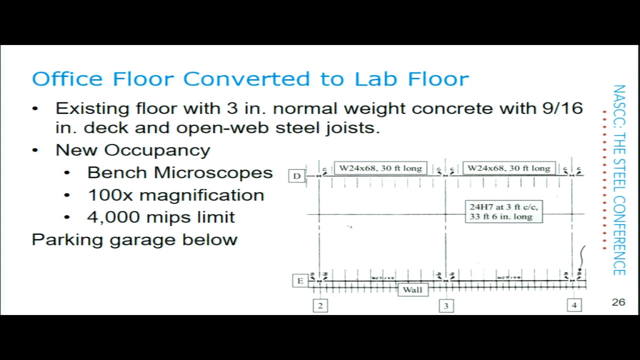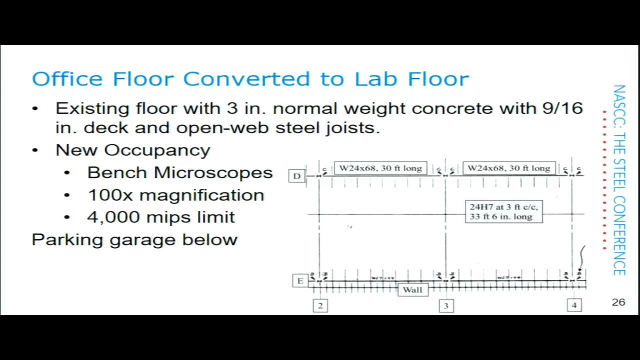Okay, so let's start with our first one. This is an office floor that was converted to a lab floor. This floor construction was a 3-inch normal weight concrete slab with 9/16" deck, open web steel joists. You see a 24-inch joist at 3 feet spacing, and they're 33'6" long. And the girders are W24x68, and they are 30 feet long. So this is fairly typical. And this floor had done just fine for years supporting an office occupancy. There were no vibration issues with this floor for that occupancy.